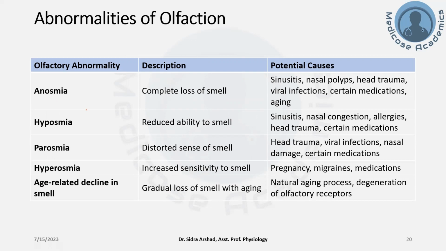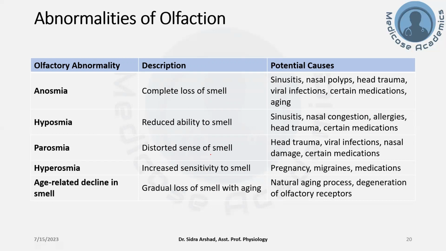Anosmia means complete loss of smell. It may be seen in sinusitis, nasal polyps, head trauma, viral infections, and with certain medications along with aging. Hyposmia is the reduced ability to smell. It may be seen in sinusitis, nasal congestion, allergies, head trauma, and with certain medications.